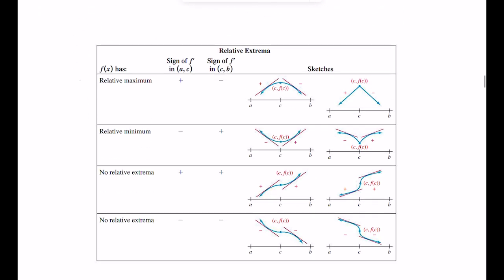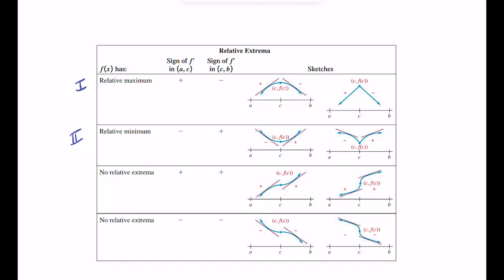Okay, so here's case number 1. Relative maximum means it's positive on the first interval, negative on the second interval. Case 2 is when it's negative in the first interval and positive in the second interval. Okay, so our signs are changing. Notice that the signs change at the critical value.